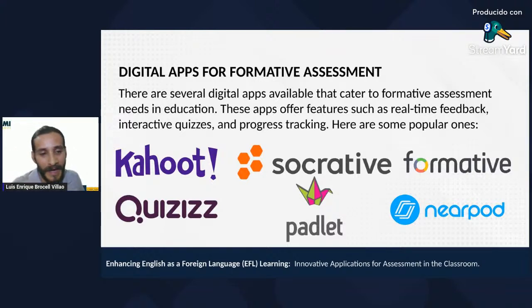Let's leave behind the information, that boring part, and let's jump into what we have come here for in the first instance: digital apps for formative assessment or even for summative assessment. It depends on what you are looking for, what your aims are.